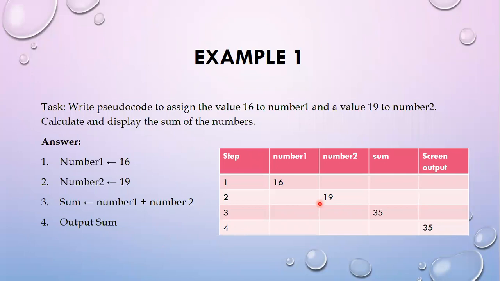Okay, let's check it here. So I wrote 16 under my number 1, 19 under number 2. I add the 2 together, 16 plus 19 will give me 35. There's my process. And what is my output going to be? It is going to be 35.